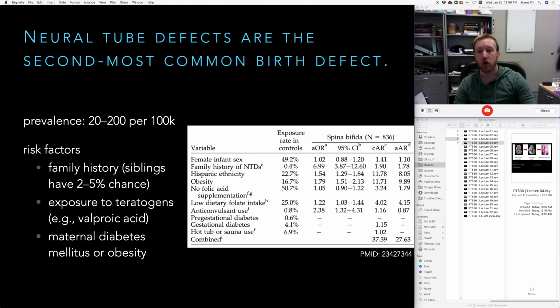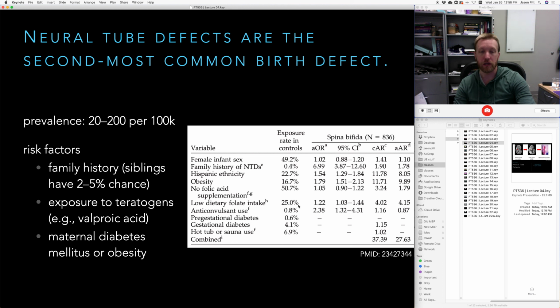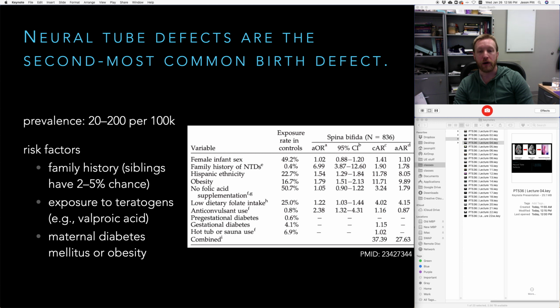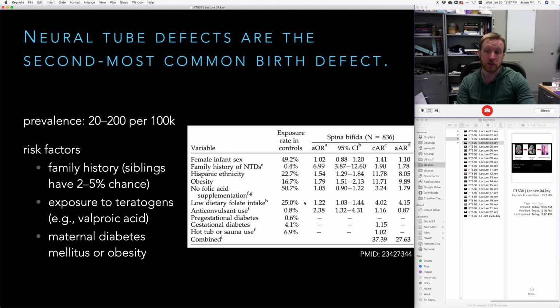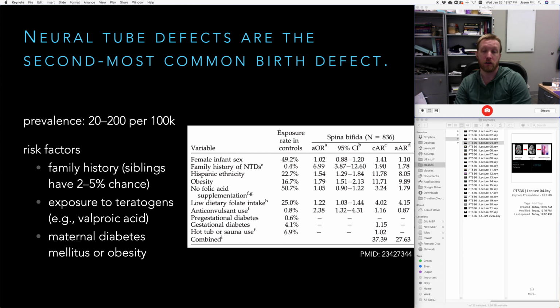Another risk factor is low folic acid or folate intake. And in fact, now it's standard practice to prescribe prenatal vitamins, which include folic acid, because folic acid reduces the risk of neural tube defects. I'm not sure of the mechanism here, but clearly folic acid is important for proper neurulation and spine development. Metabolic problems with the mother, such as diabetes or maternal obesity, are also risk factors for neural tube defects.